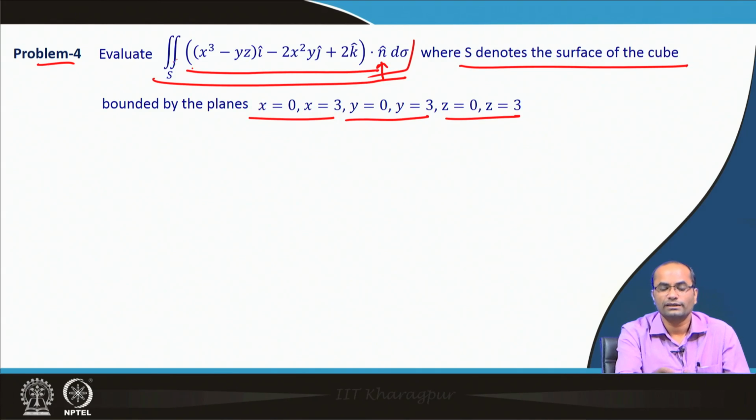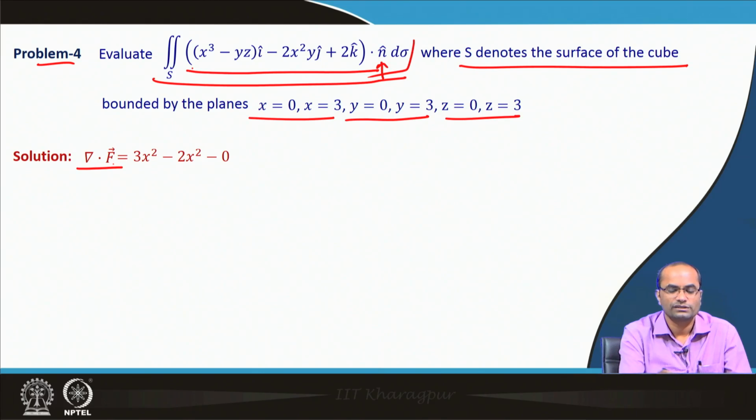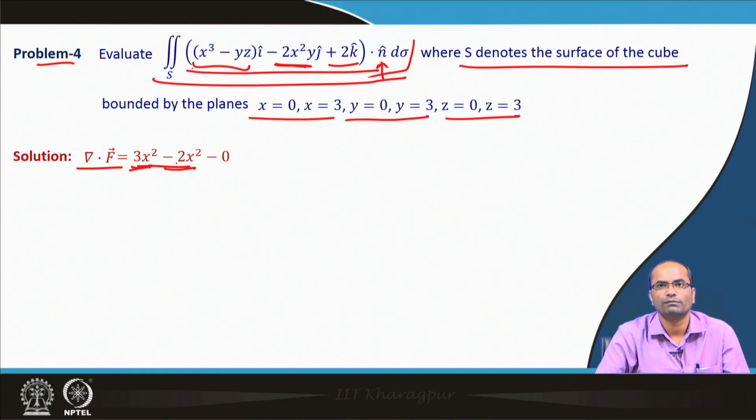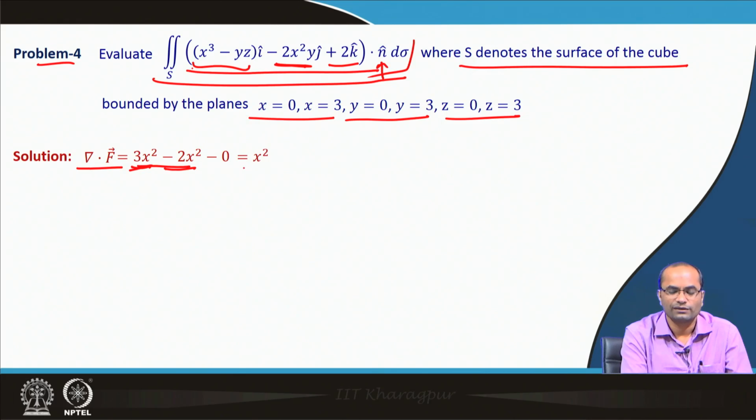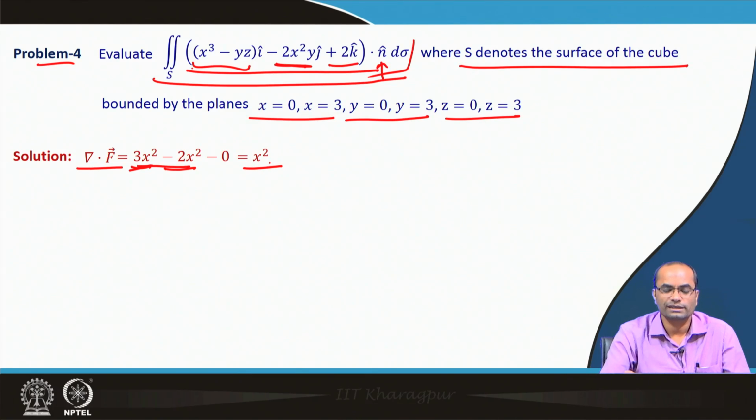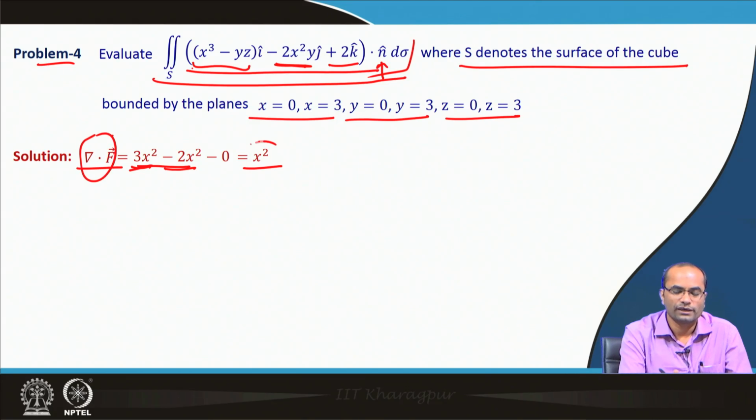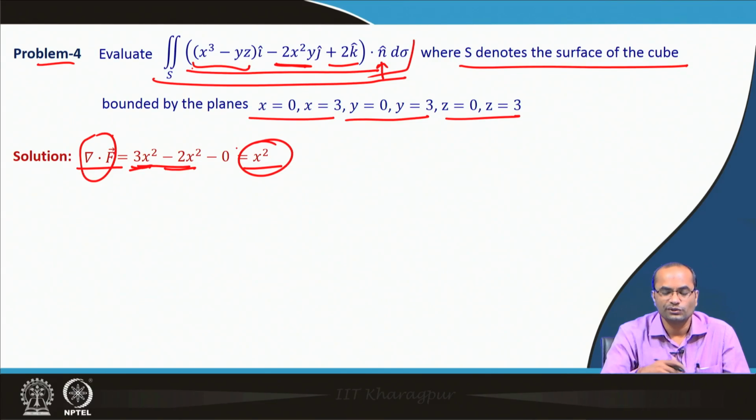So, again if we integrate this directly on S, this is going to be complicated. So, what we will do, we will use the divergence theorem. For that we need to get the divergence of this given vector field. So, what is the divergence? If we take the partial derivative of this component with respect to x, we will get 3x square, and then partial derivative here with respect to y, we will get minus 2x square, partial derivative with respect to z, that is 0 there. So, we have 3x square minus 2x square, and the value is just x square. So, this x square, the divergence, is to be integrated over this cube.